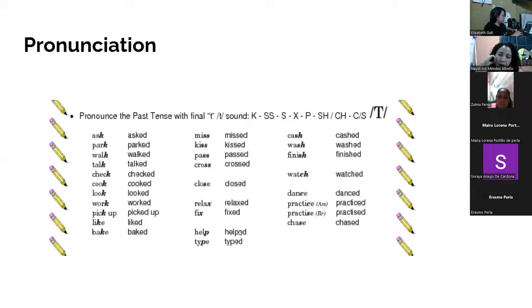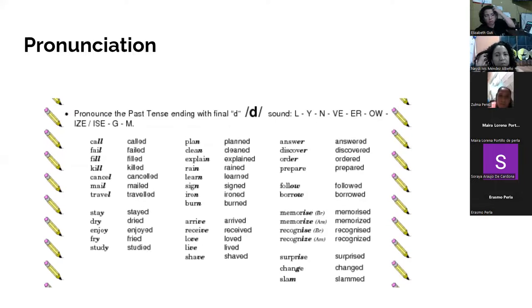You don't have to say help it. You don't have to say finish it. You don't have to say kiss it, miss it, park it. You don't have to say that. You can say parked, missed, kissed, crossed, right? All of that.